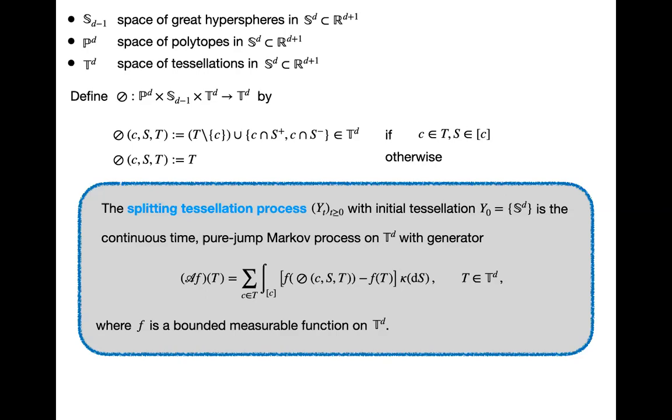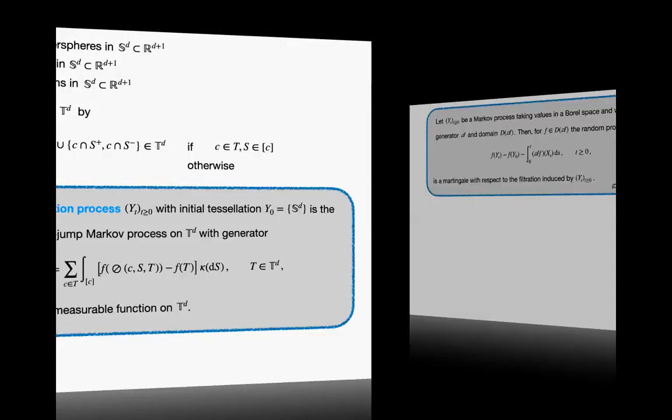And this gives you a stochastic process. And for any time t, the state Y_t is called the splitting tessellation. So it's a dissection of the sphere into non-overlapping, finitely many spherical polytopes. So this is the object I would like to discuss with you today.